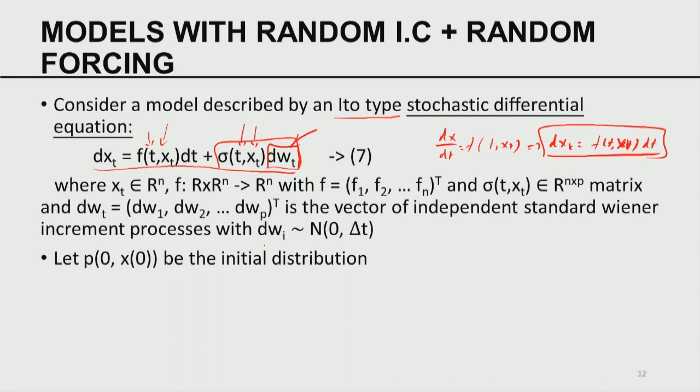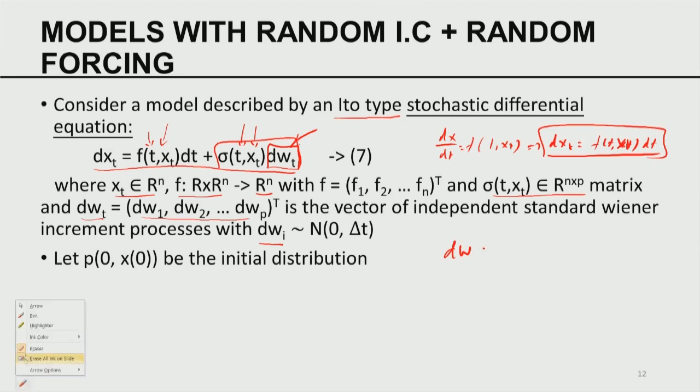What is the property of the Wiener increment process? dwt in this case is a vector. So before I consider dwt, let me talk about some of the dimensions of the quantities involved. Xt is in Rn, f is a map that depends on two quantities, t and x. T comes from R, x comes from Rn. The value is a map, so it is in Rn. So f is equal to f1 to fn. Sigma t is an n by p matrix. So dwt is a vector with p components.